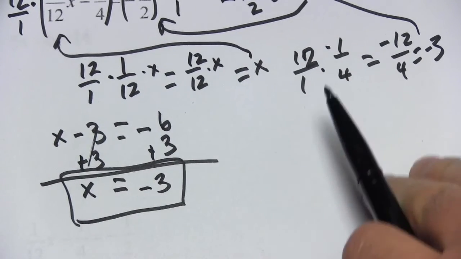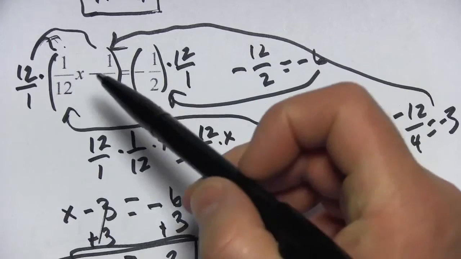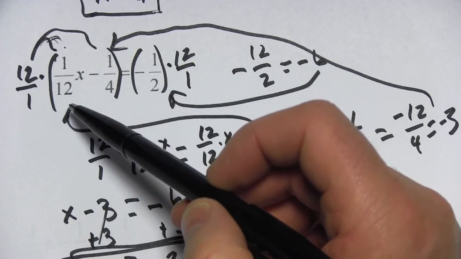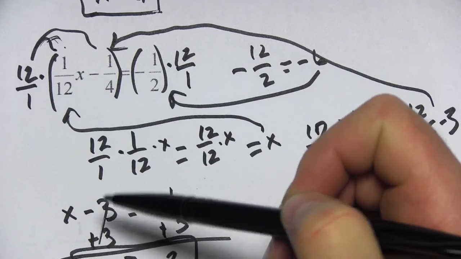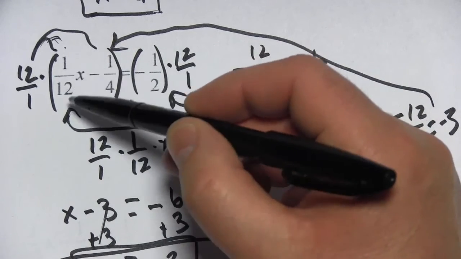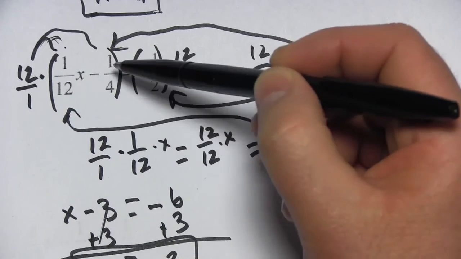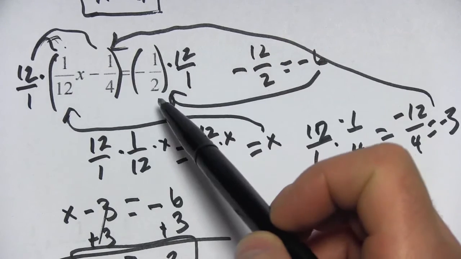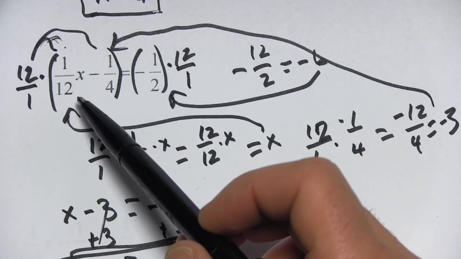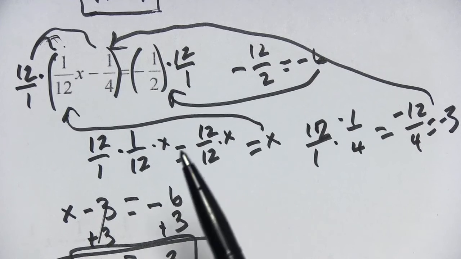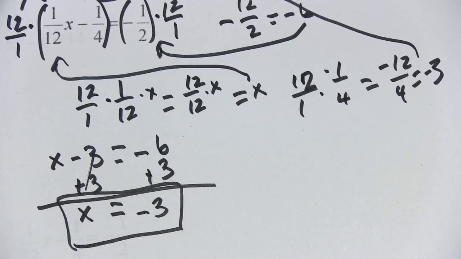If you want to double check that that's the correct answer, you could go up to this original equation. If you put a -3 in for x, you'd get -3 over 12. That would be a -1/4. So a -1/4 minus 1/4 would be a -1/2. Aha, and that's what we've got over here. So you'd have -1/2 equals -1/2, and it works. So that is a little bit about solving algebraic equations.